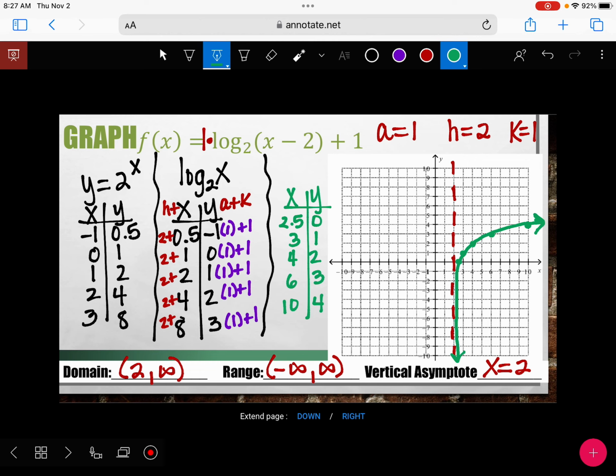All right, any questions over example 2? Anybody need more time to copy down example 2? All right, let's go to example 3.